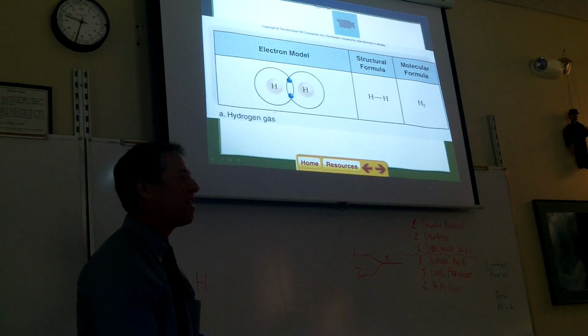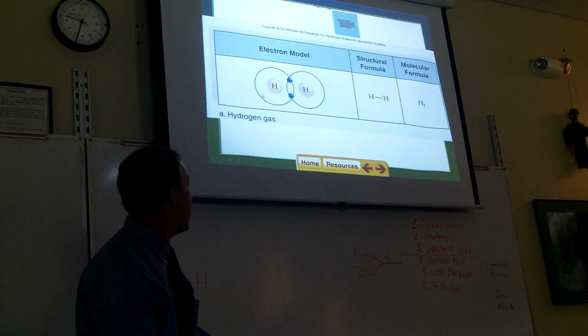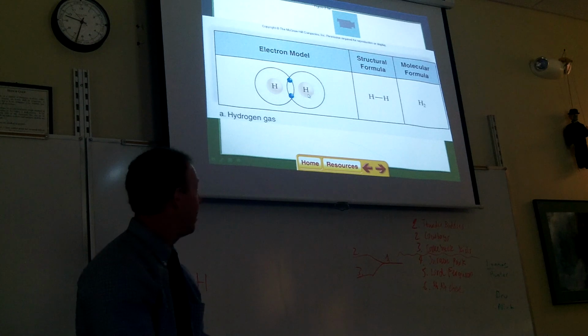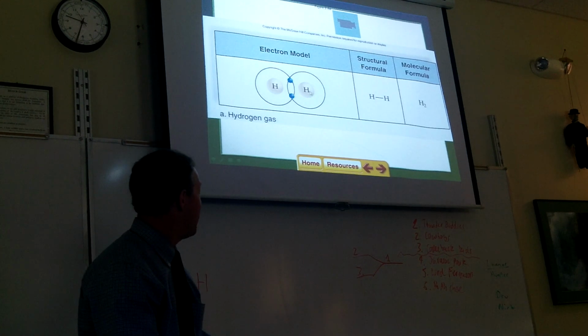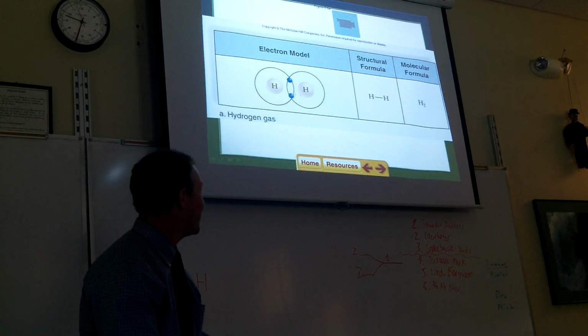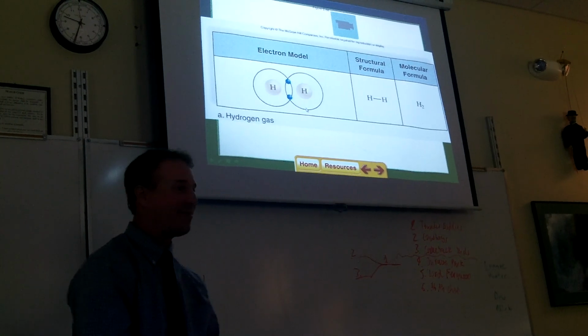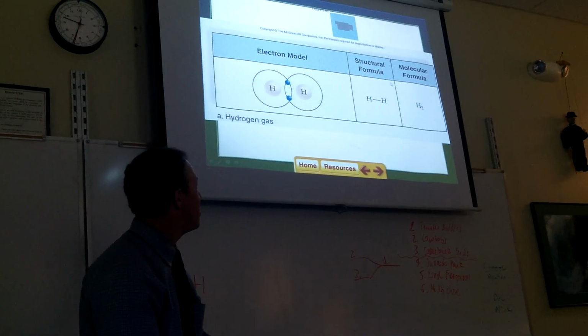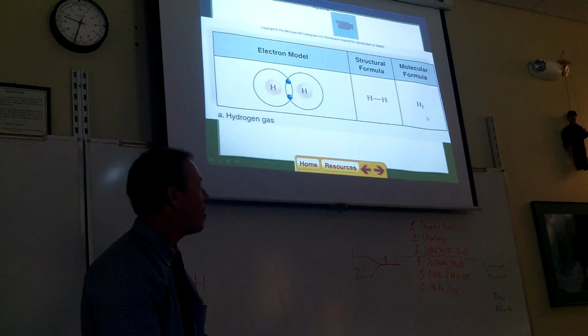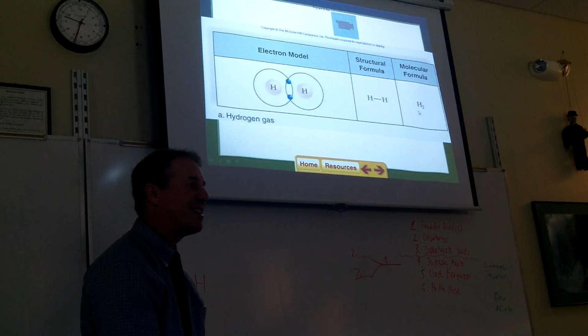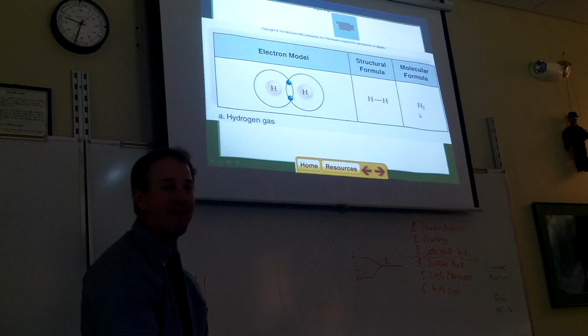See, they're sharing. We call that a covalent bond. One hydrogen will share with another hydrogen. Each has 1, but when they share, they have 2 now. So it's going to be hard to separate. We call that a diatomic. Y'all remember the diatomic elements?